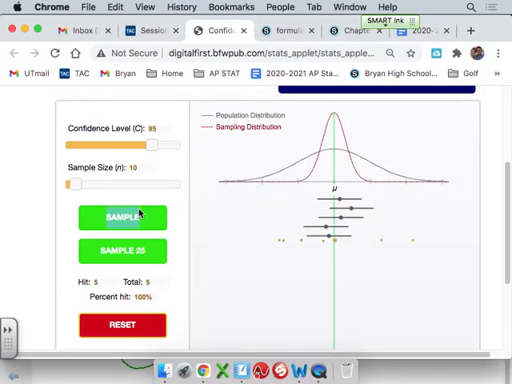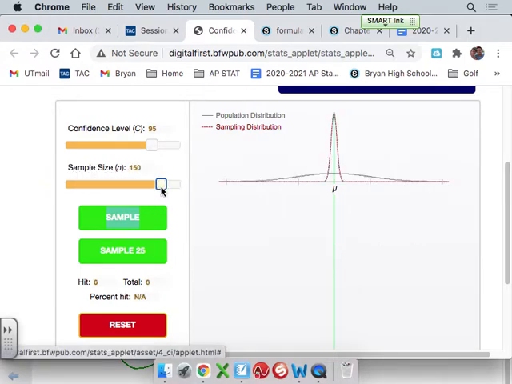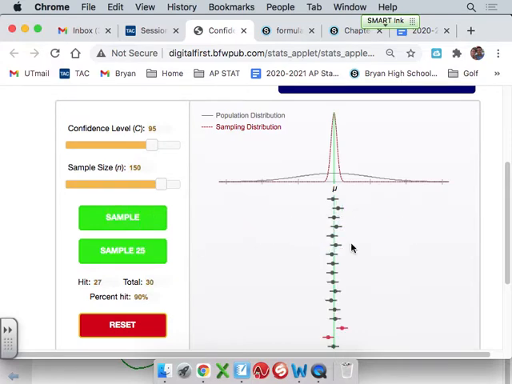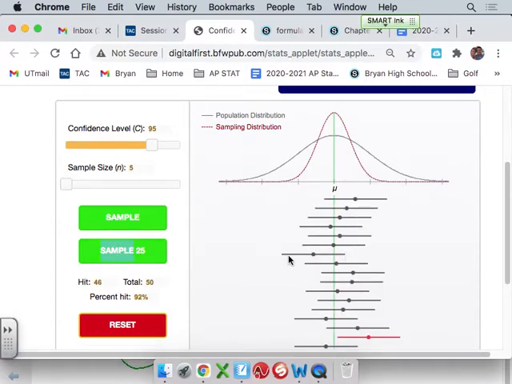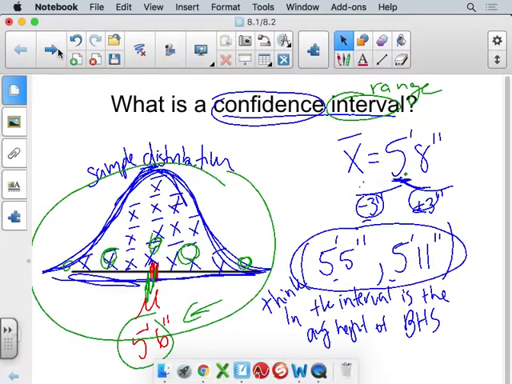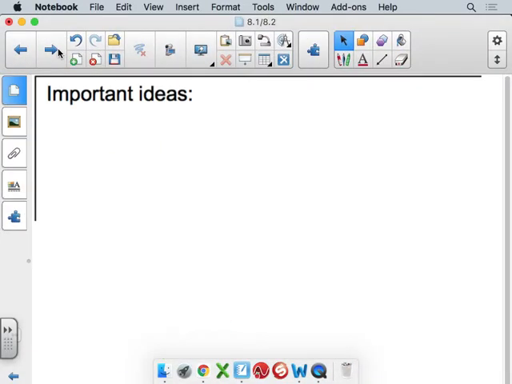That's what we talked about with sampling distributions. As your sample size goes up, your variability goes down. So sample size goes up, the variability, the spread of these confidence intervals goes down. Sample size goes down, the spread goes up. All right, so let me put some main ideas on that.